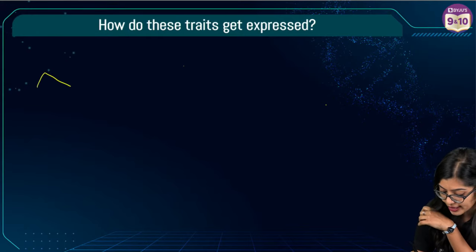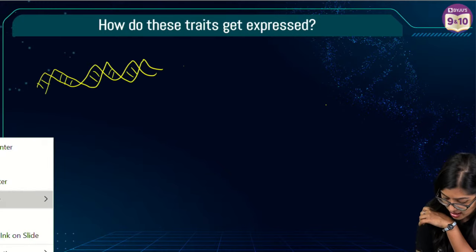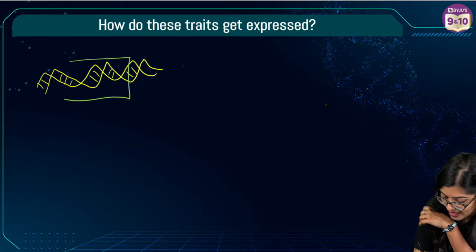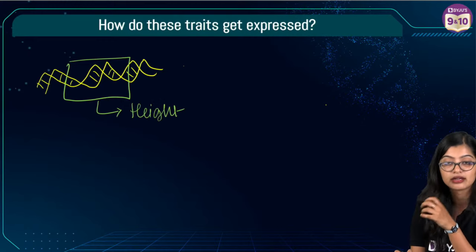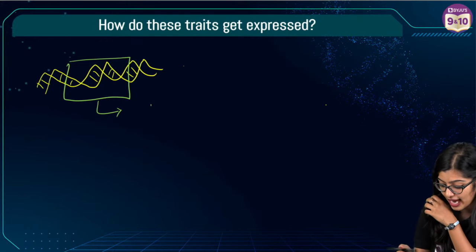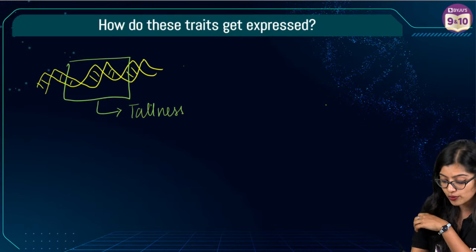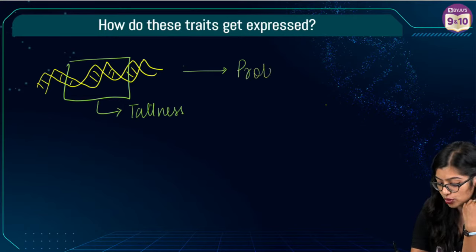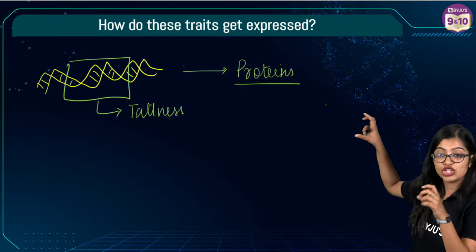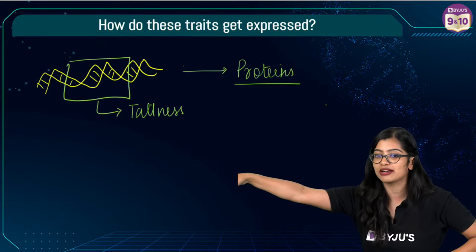Let's assume I'm taking the same example only, all right? Here I have a gene, and this particular gene is coding for the height of the plant. Let me be specific and say that this is coding for tallness. Now what will this gene do? This gene or sequence will basically code for certain proteins. This gene will have the genetic information. It will not directly go tell the plant, hey, go be tall.